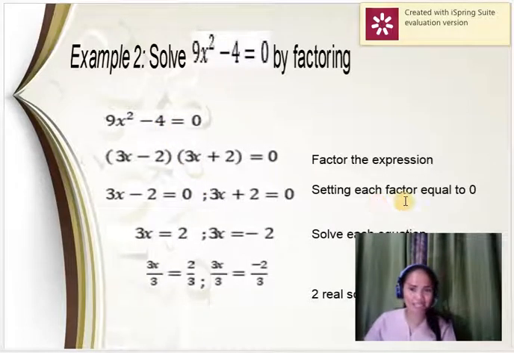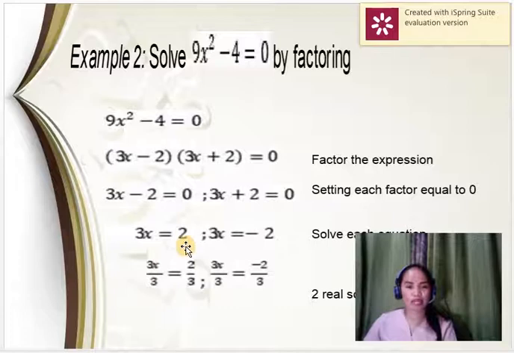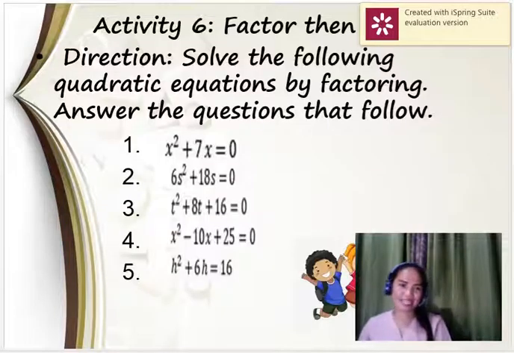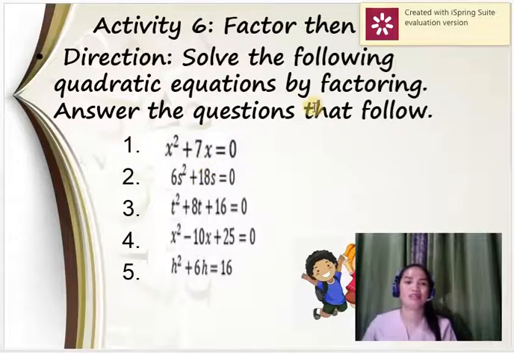Then set each factor equal to 0. 3x minus 2 equals 0 and 3x plus 2 equals 0. Therefore, our x sub 1 is 2 over 3, and x sub 2 is negative 2 over 3. There are two real solutions or roots. You get it? Okay, so let's continue. Factor then solve. Solve the following quadratic equations by factoring. Answer the questions that follow. Here you go.